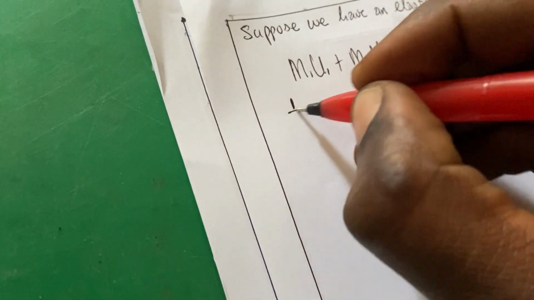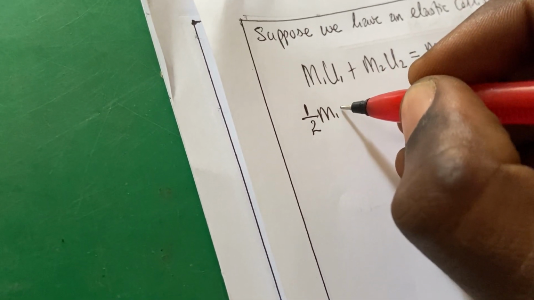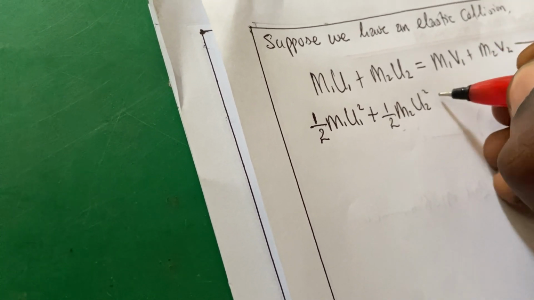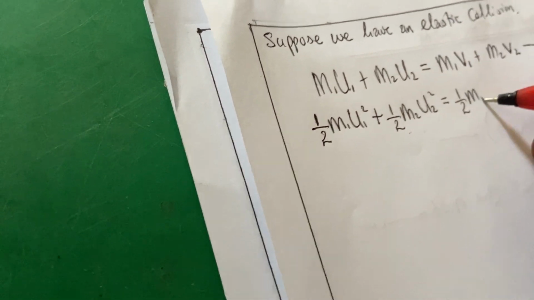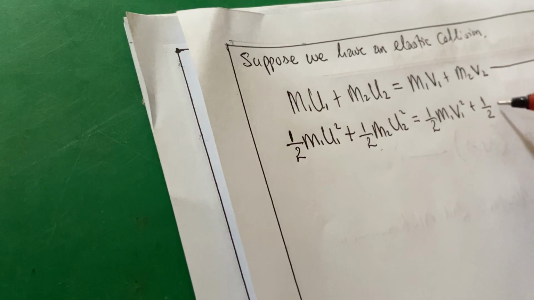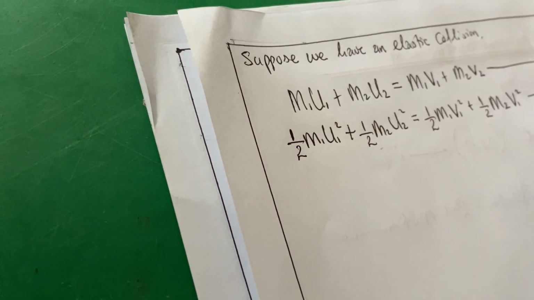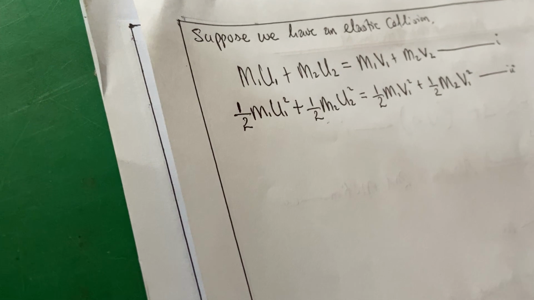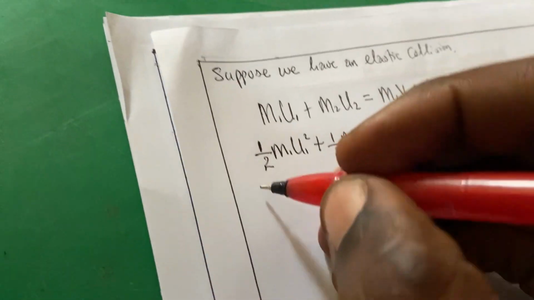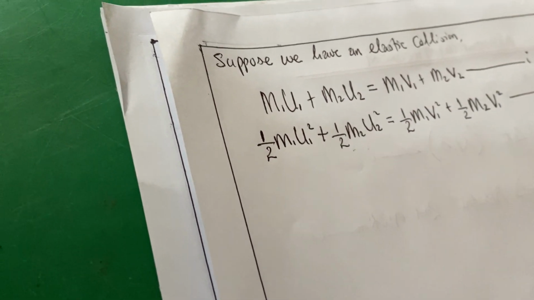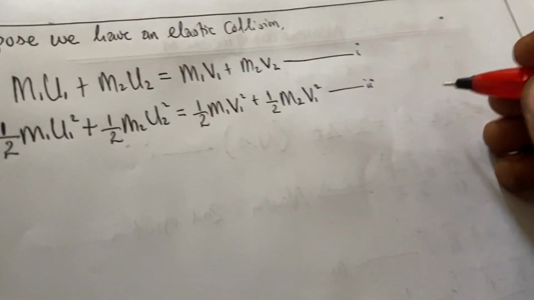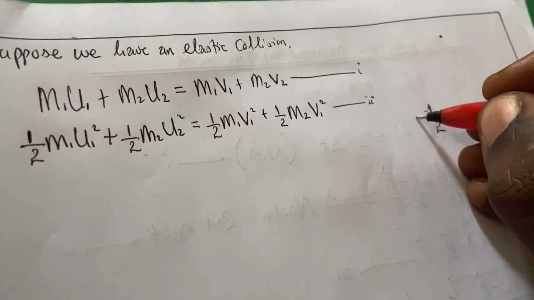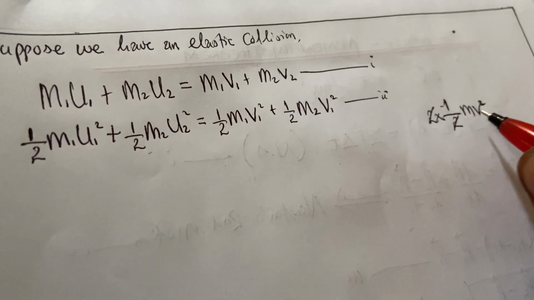The kinetic energy will be half m1 u1 square plus half m2 u2 square equal half m1 v1 square plus half m2 v2 square, equation 2. So what I will do is multiply equation 2 through by 2. I'm having half mv square, so if I multiply this by 2, the half cancels and I'll be left with mv square.